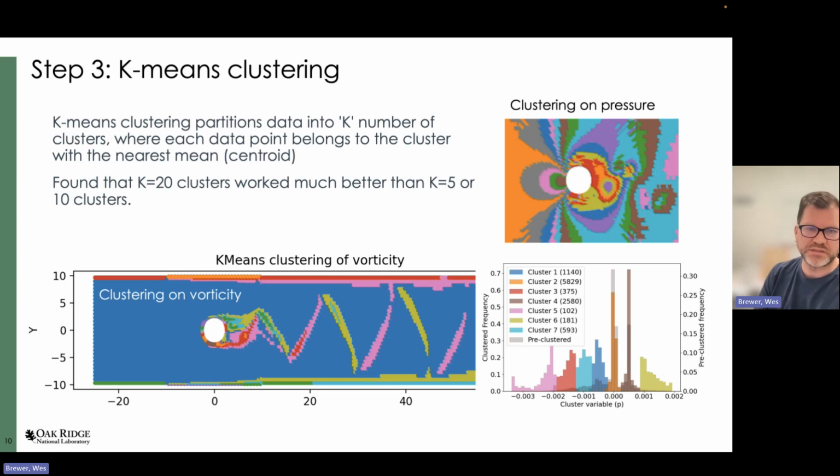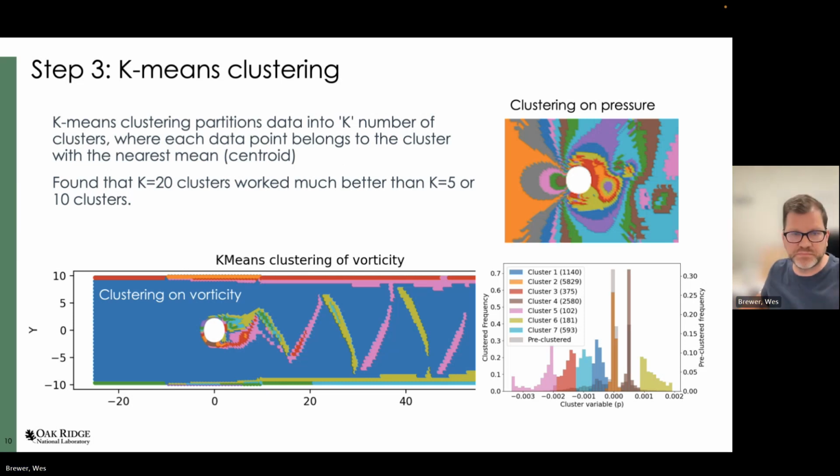Step three is to do some sort of clustering analysis. So we used k-means clustering initially. You could also use DBSCAN or self-organizing maps. In this case, k-means clustering partitions data into k number of clusters, where each data point belongs to the cluster with the nearest mean.